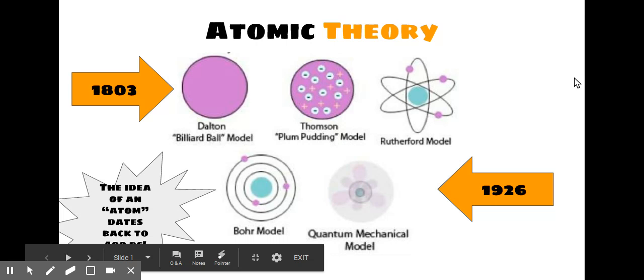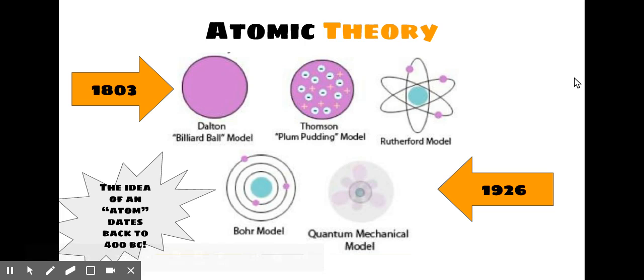All right, so objective 1.1 is all about Rutherford and his gold foil experiment and what he brought to the table through the evolution of the atom and this atomic theory. So let's first start with a quick recap.